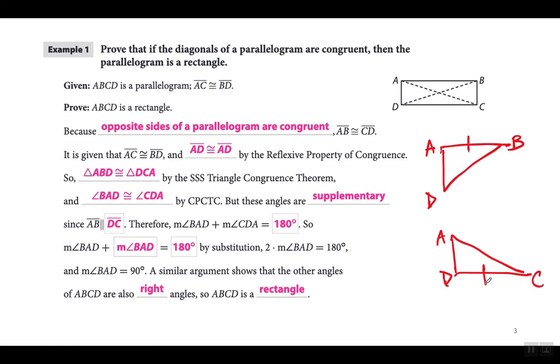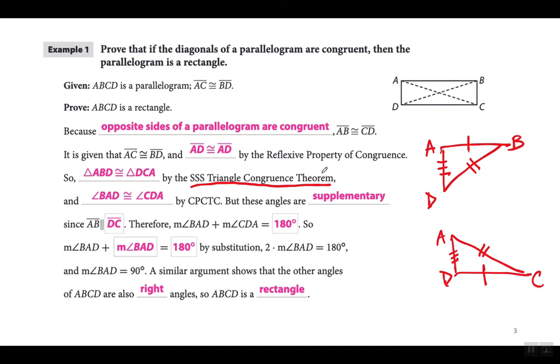All right, so if you look at those parts, they said, hey, this side is congruent to this side. The diagonals are congruent to each other because that's given. And this side is congruent to this side because of the reflexive property, because it's the same side. So basically, side, side, side. All right, so they prove that the two triangles are congruent. Triangle ABD is congruent to triangle DCA by the SSS triangle congruence theorem, side, side, side.